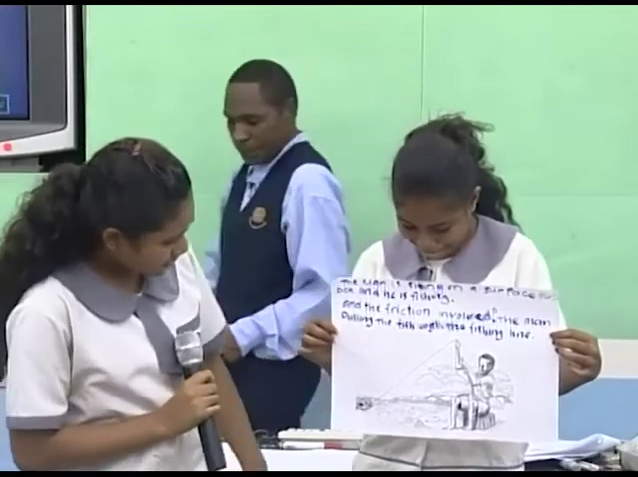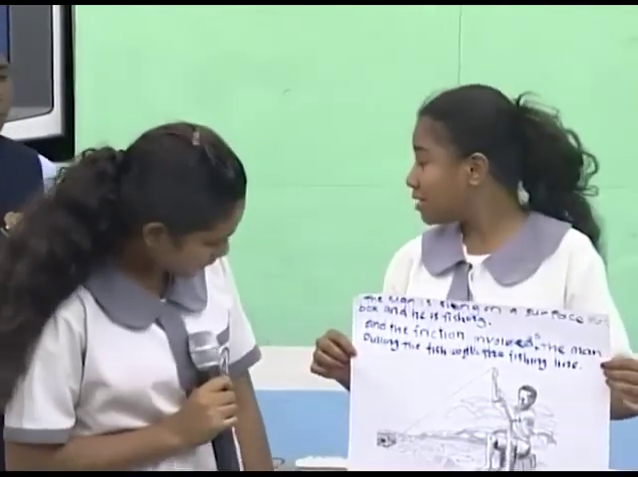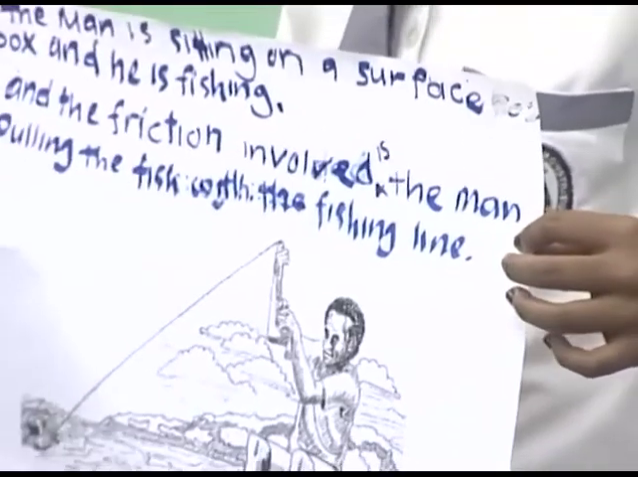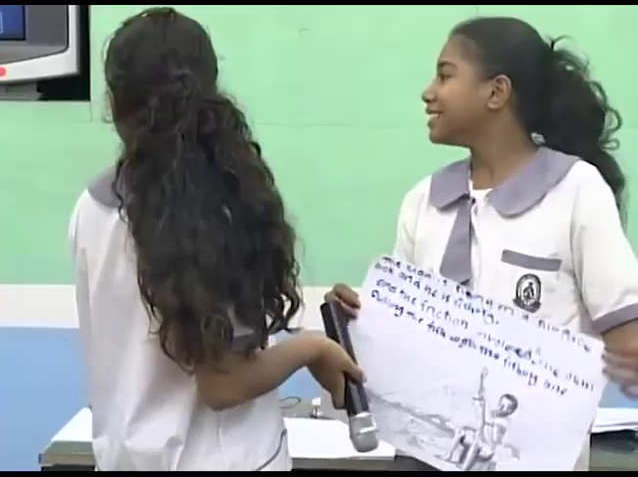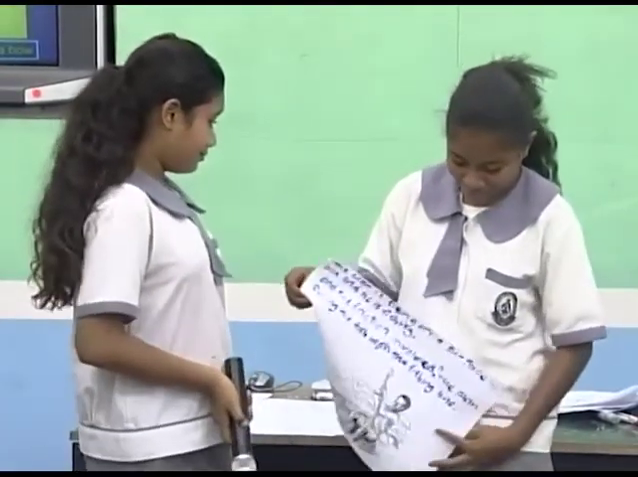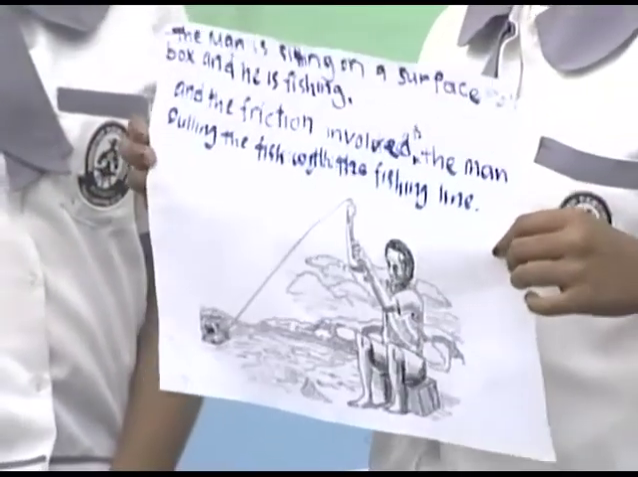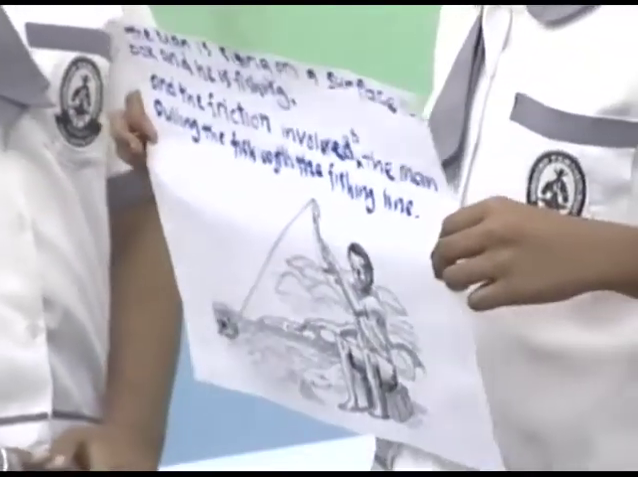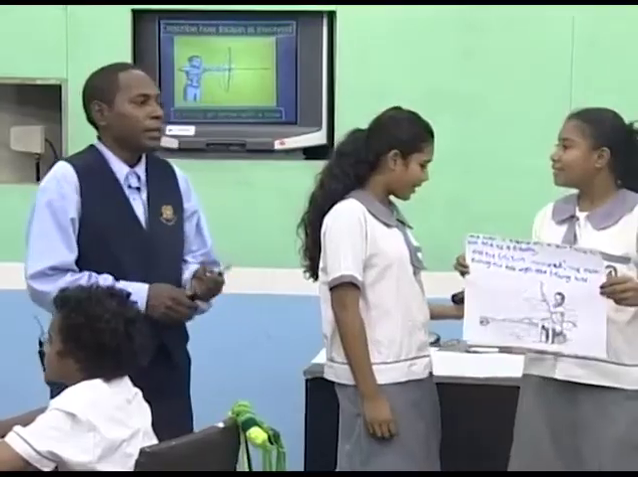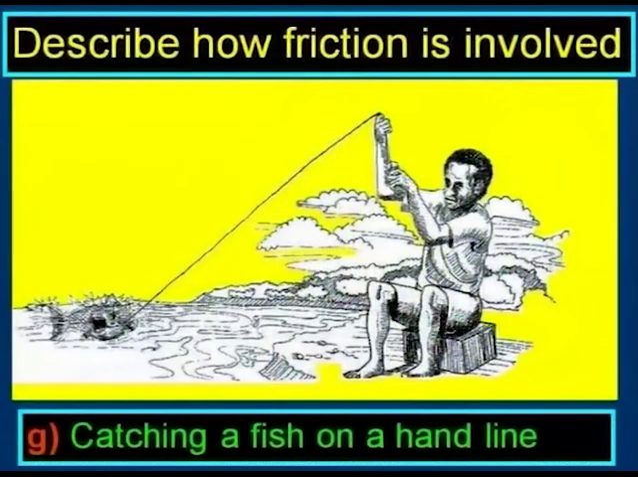The man is sitting on a surface box and he is fishing. And the friction involved is the man pulling the fish with the fishing line. Okay, the man is sitting on a surface, and he's fishing, and the friction involved is the man pulling the fish with the fishing line. Okay, there is a push and a pull there. While the pull is going on, it's coming in contact with, and of course it's gripping an object. So that is an example of friction.